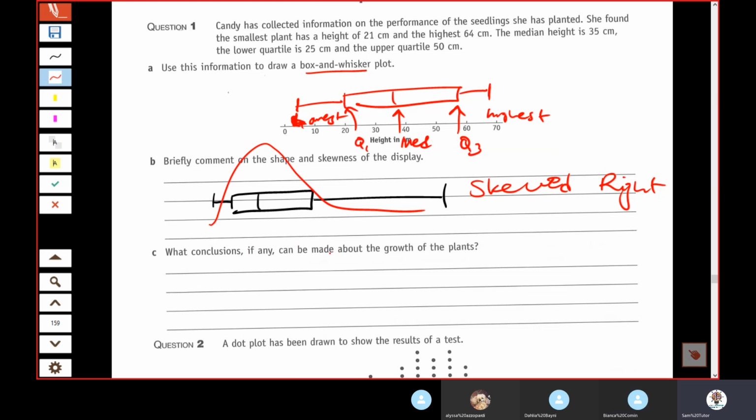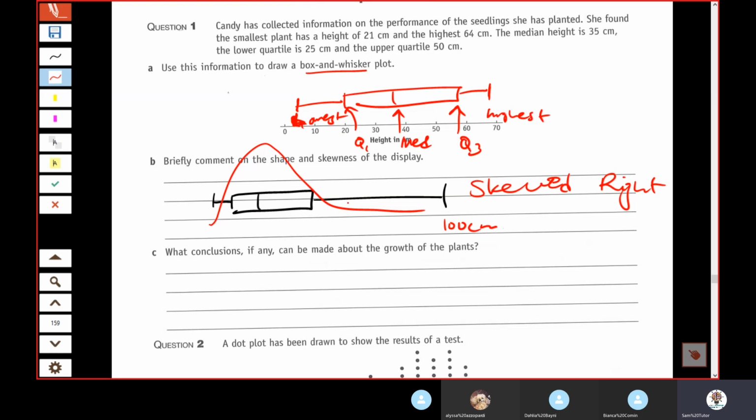What conclusions, if any, can be made about the growth of the plants? Well, imagine it was skewed like this. That means my plants are not growing very well. If my highest plant was, let's say, 100 centimeters, and all my numbers are down here, it doesn't look like my plants are doing very well, because they're all clustered to the left. That's how you read skewed to the right. It means that you've got more lower numbers, and vice versa.